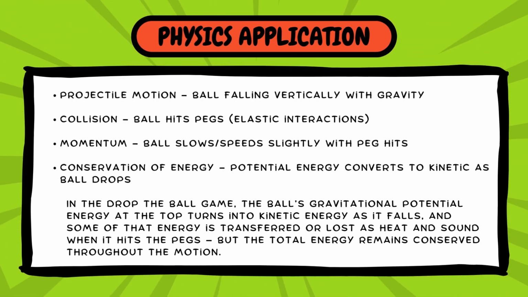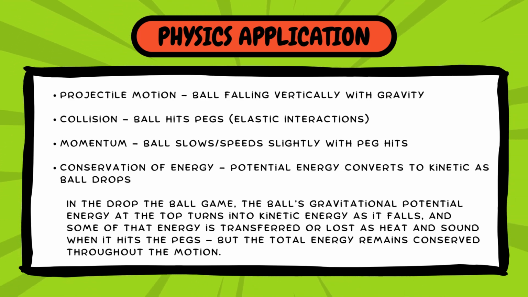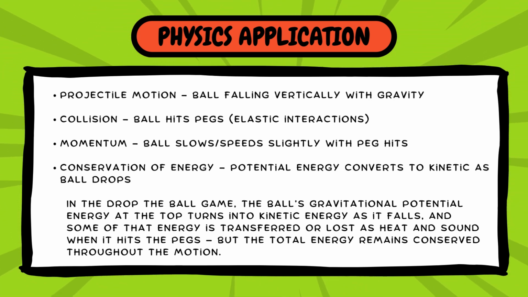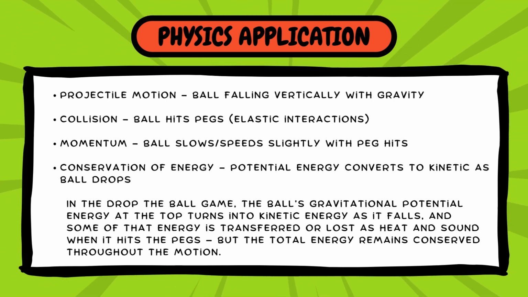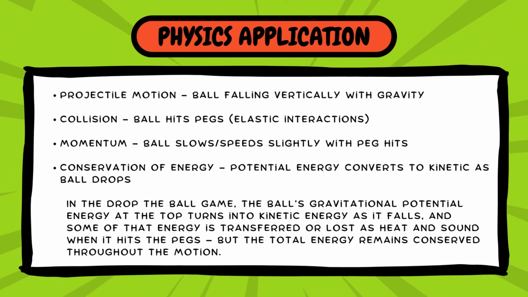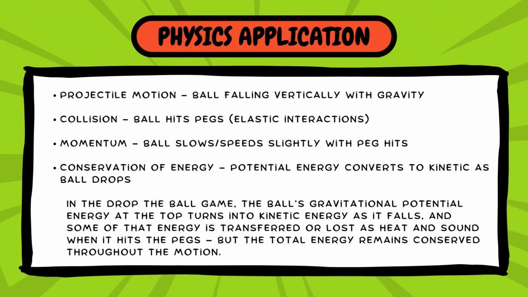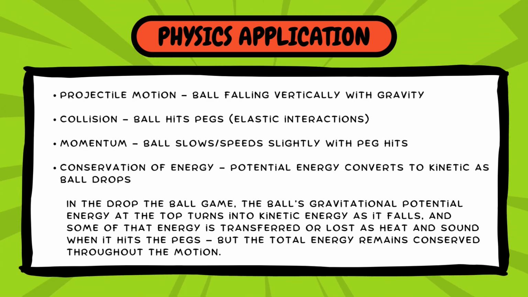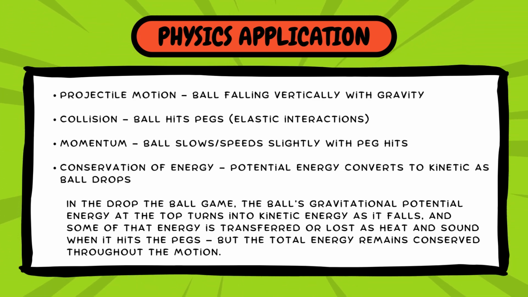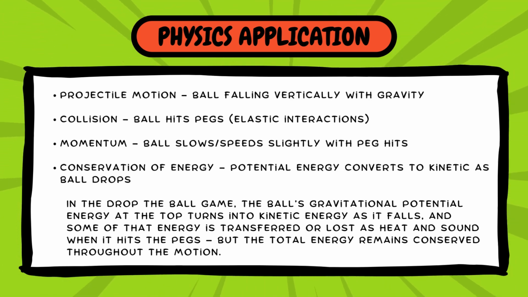Physics application. Projectile motion, ball falling vertically with gravity. Collision, ball hits pegs, elastic interactions, momentum. Ball slows, speeds slightly with peg hits. Conservation of energy, potential energy converts to kinetic as ball drops. In the drop the ball game, the ball's gravitational potential energy at the top turns into kinetic energy as it falls, and some of that energy is transferred or lost as heat and sound when it hits the pegs, but the total energy remains conserved throughout.